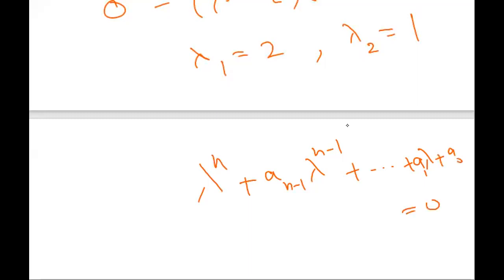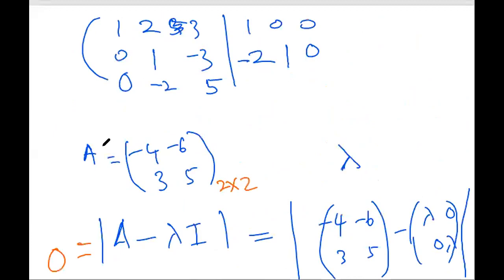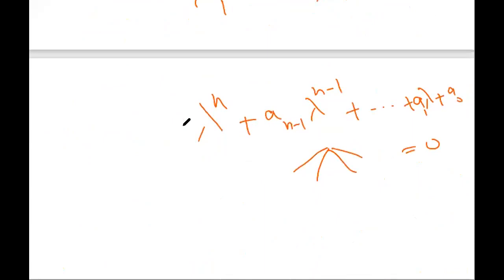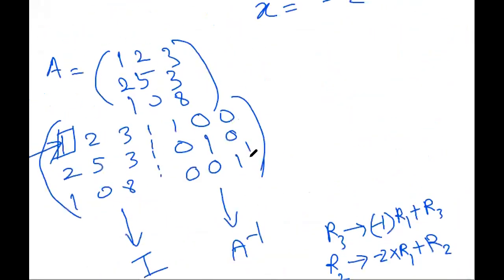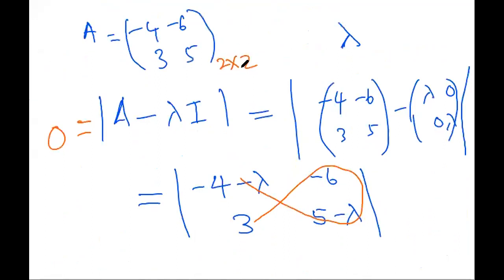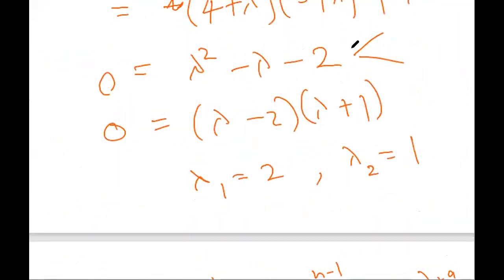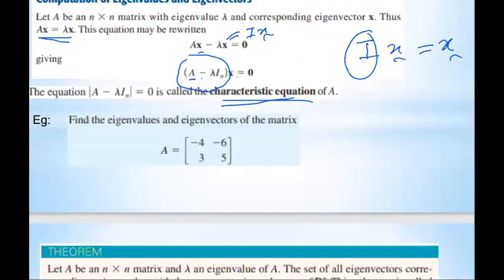So how many roots are there? There are n number of roots. That means if the dimension of the matrix is n by n, then you can find n number of eigenvalues, right? So here, the dimension of the matrix is 2 by 2. That means you can find only two roots, that means two eigenvalues. All right, so there are two eigenvalues.